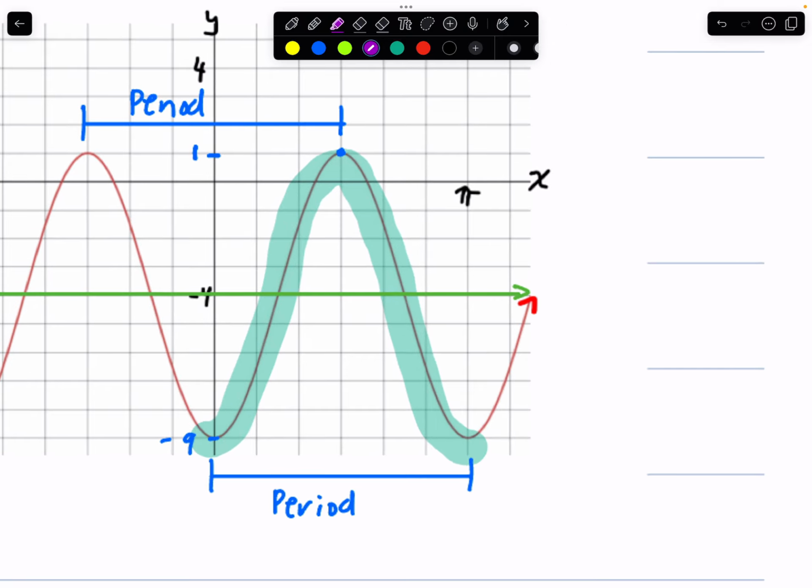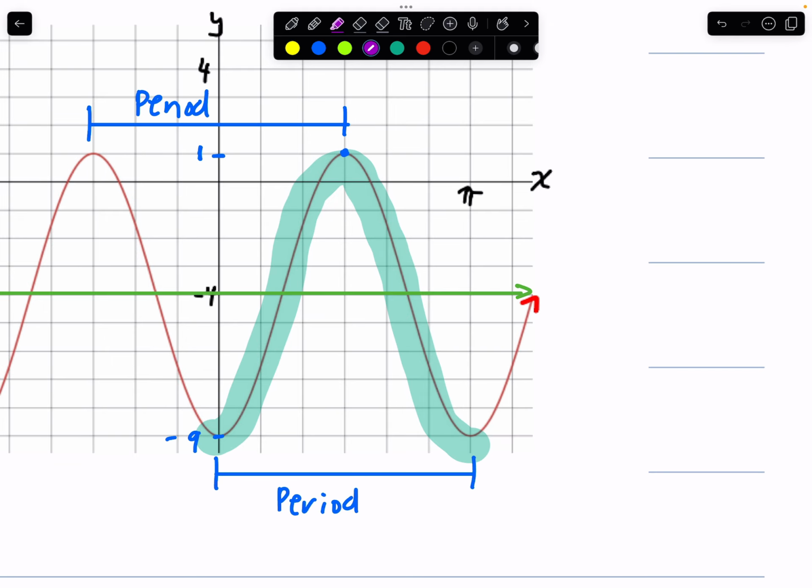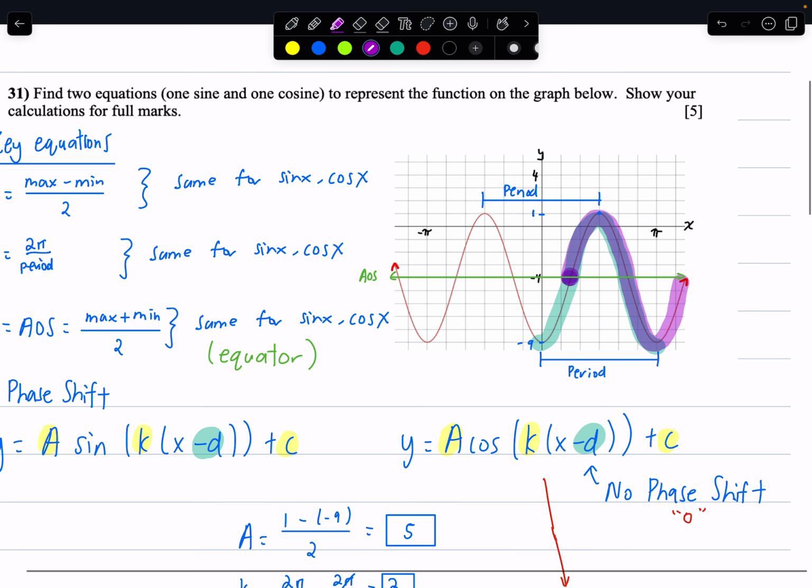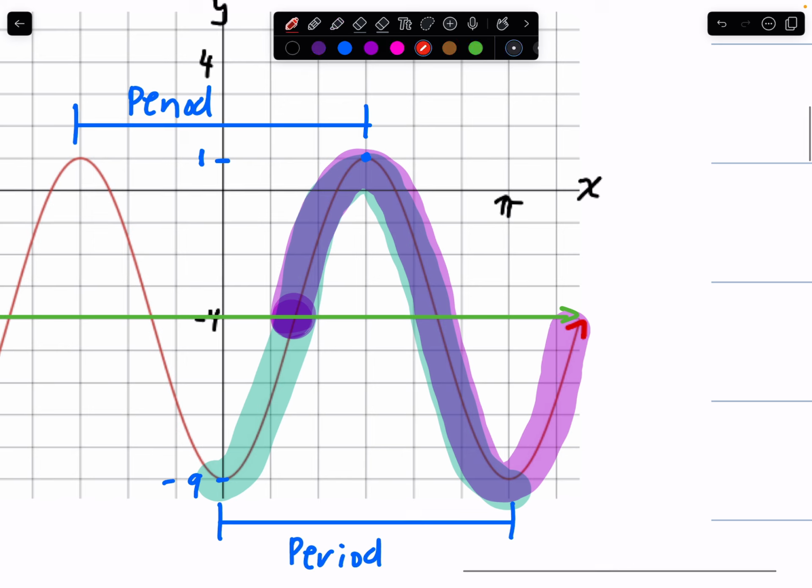I would look at this graph and I would say, okay, you know what? The sine function starts at the axis of symmetry, so it's actually going to start here, and it's going to go and end here. So the green graph is the cos function, the purple graph is the sine function. But the problem is that because I started the sine function here, there's a certain level of phase shift that this sine function experiences. And this is what we call the phase shift.